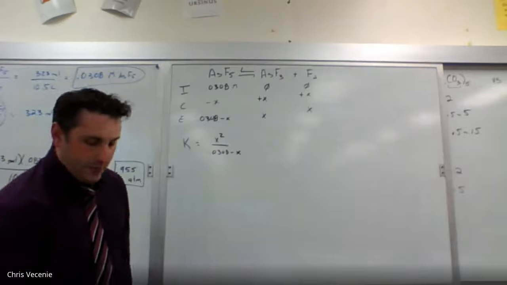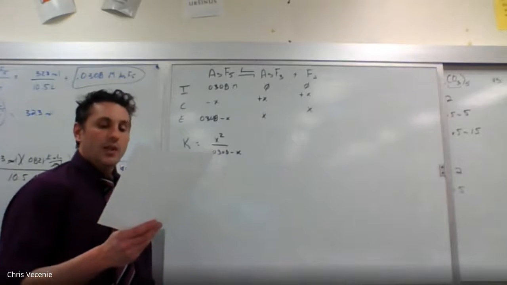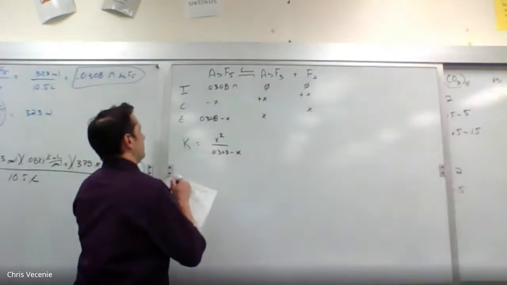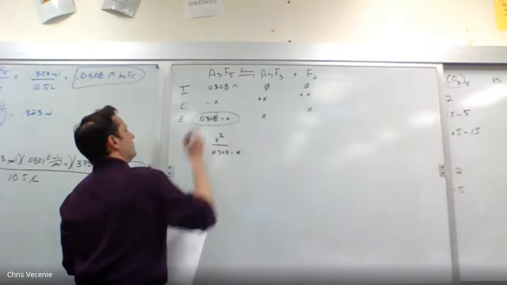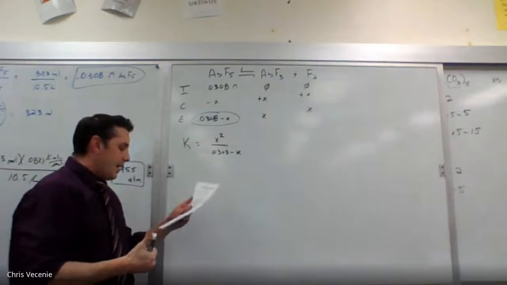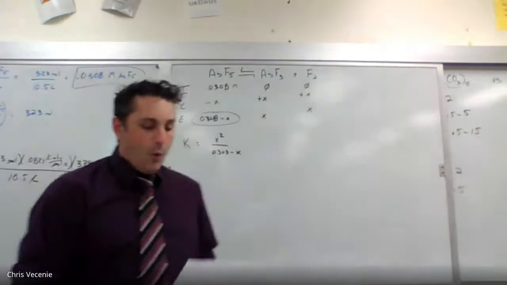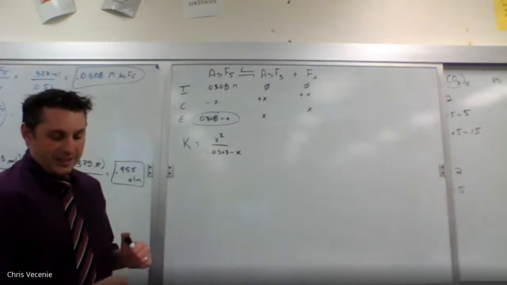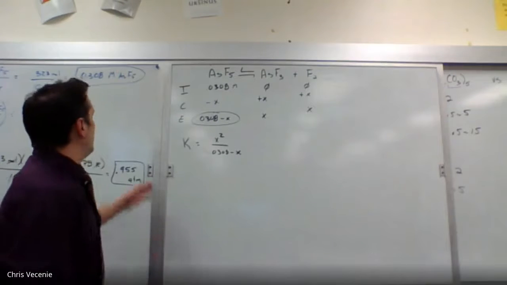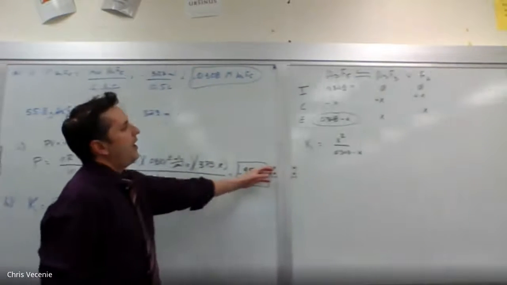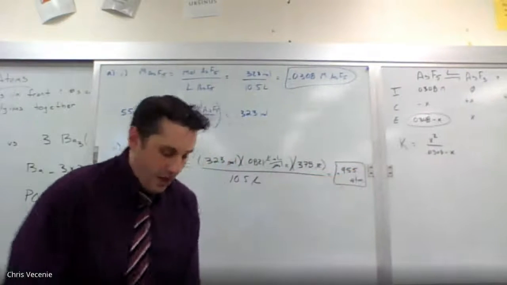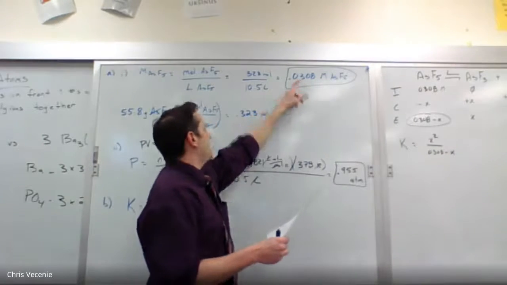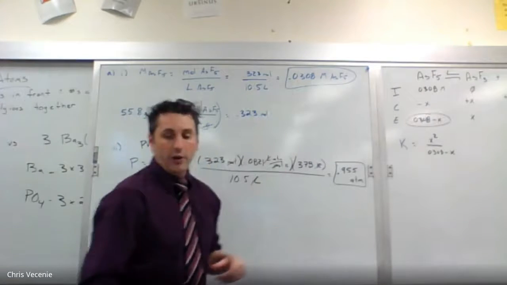All right, so we start scanning, and sure enough, they tell us some stuff about the AsF5 at equilibrium. With the AsF5, they're telling us we have 27.7% of the original number of moles of the AsF5. So that means that 27.7% of this has decomposed. And whether you do it here or here, you'll get the same thing.